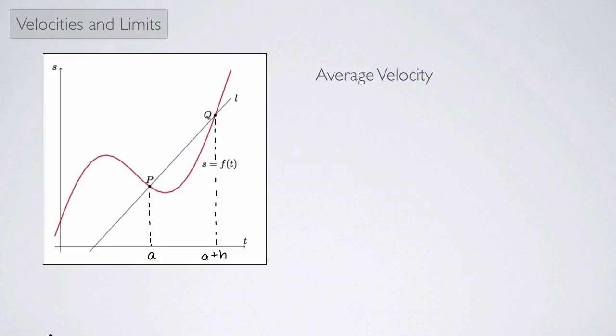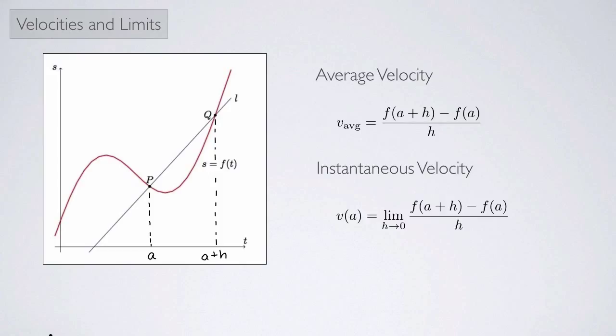And so the average velocity, that's actually the same thing as the slope of the secant line. That was f of a plus h minus f of a, all over h. If we want the instantaneous velocity, the velocity right at point P, which sometimes people just call plain old velocity, then that is the limit as h approaches 0 of f of a plus h minus f of a over h.